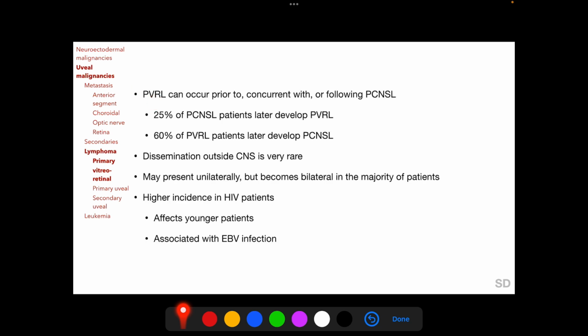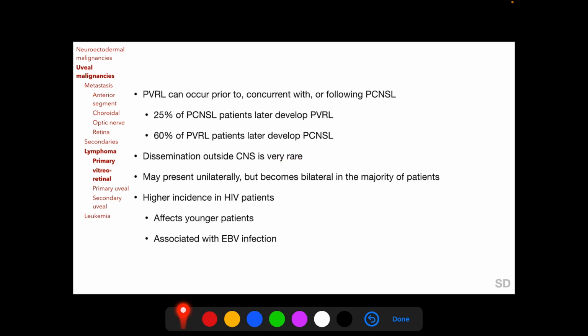PVRL can occur prior to, concurrent with, or following PCNSL. 25% of PCNSL patients later develop PVRL, whereas 60% of PVRL patients later develop PCNSL. In this entity, dissemination of the lymphoma outside CNS is very rare.